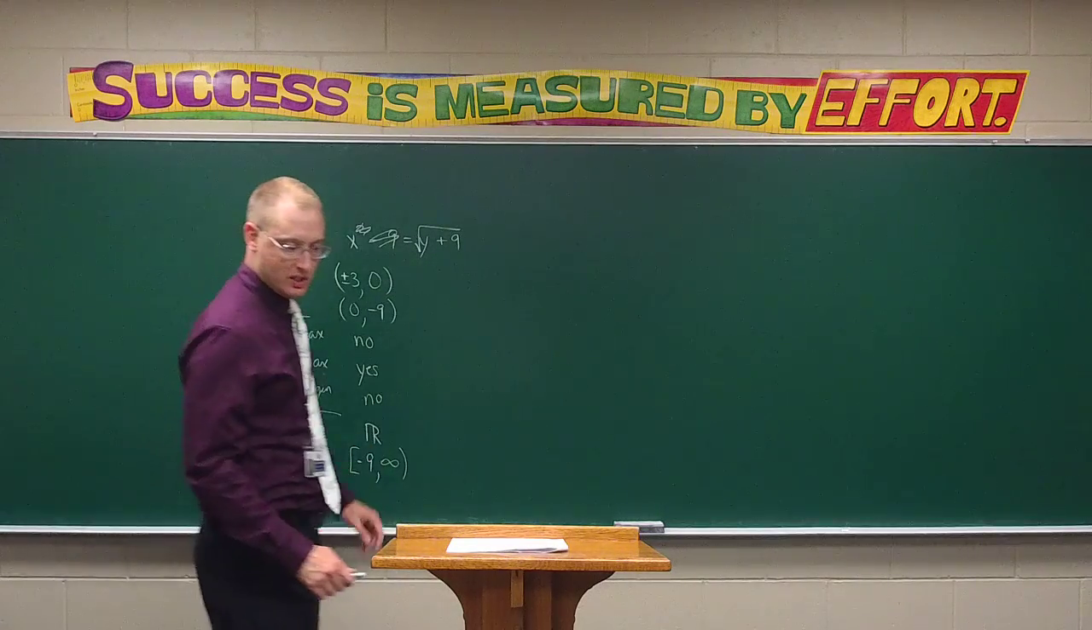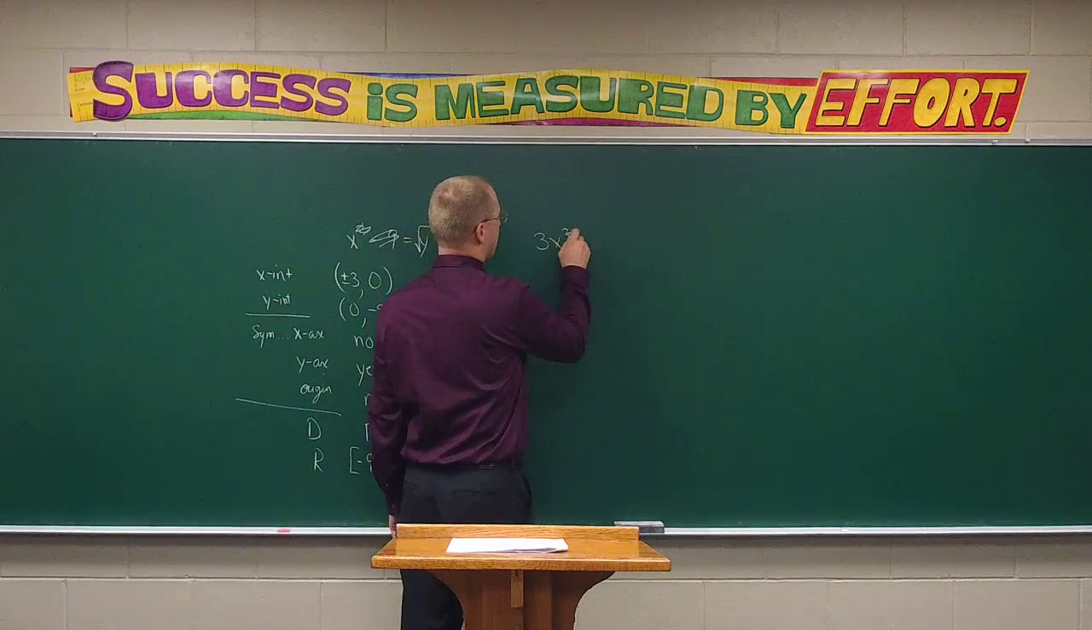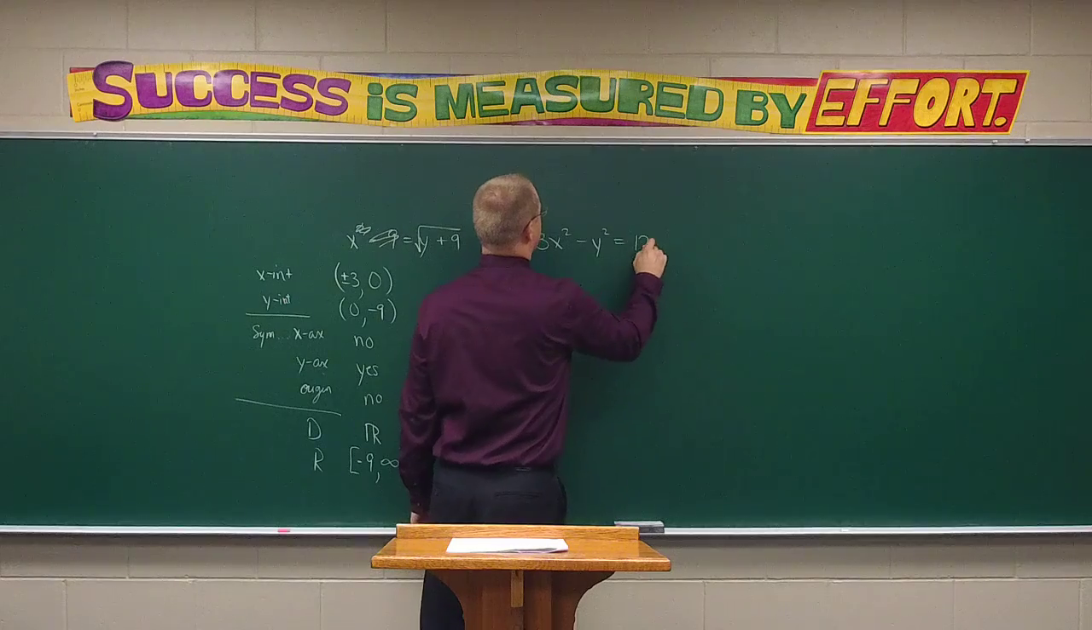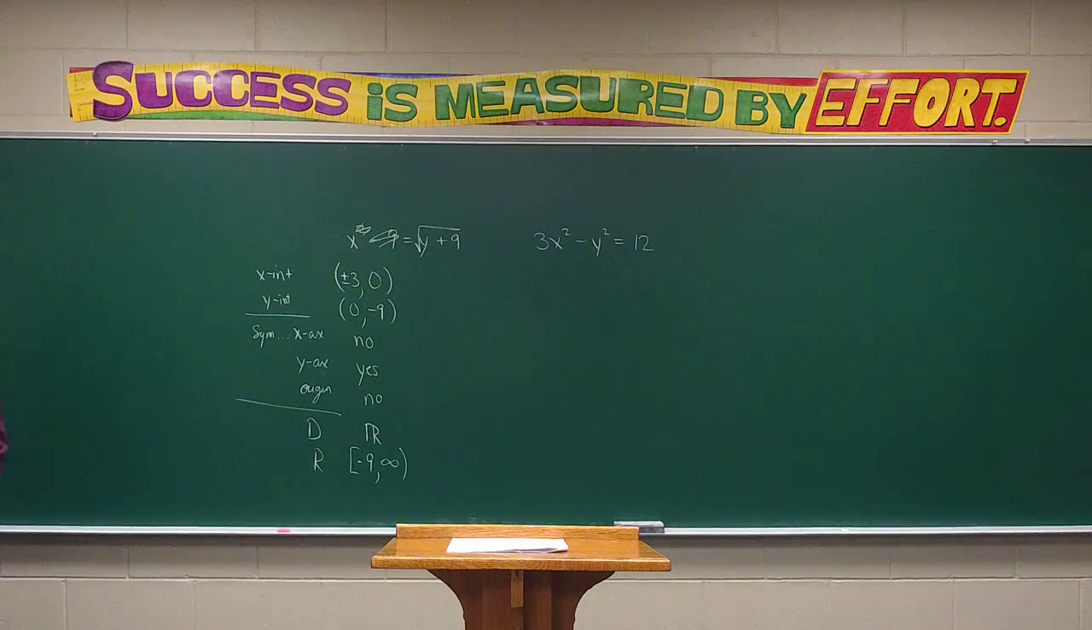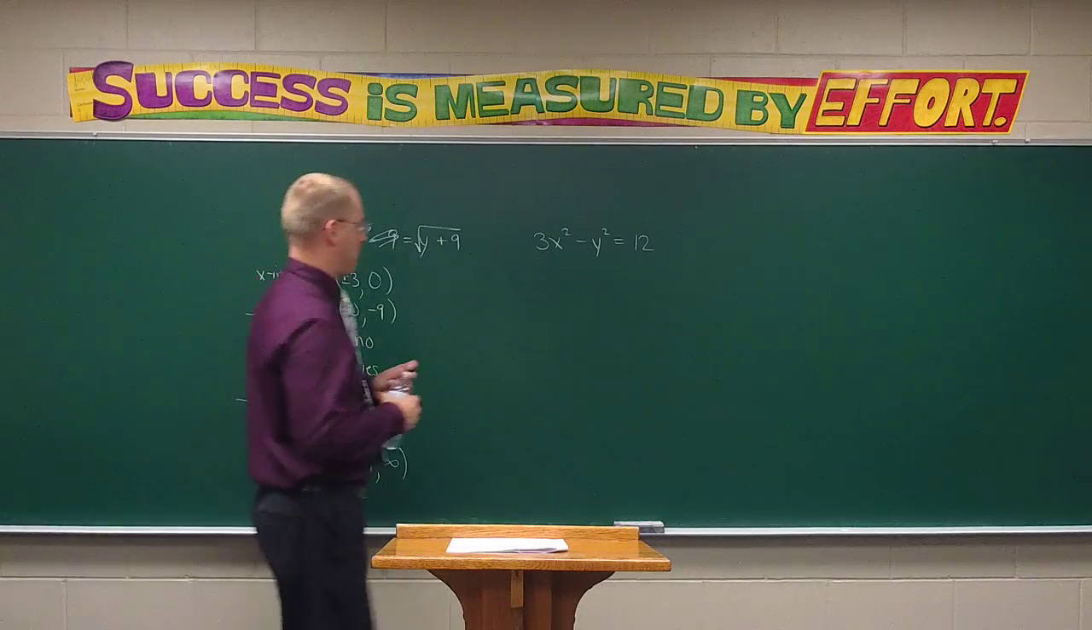Do the same analysis now on 3x squared minus y squared equals 12. Take a few moments to work this on your own, and then we'll go over it together. Intercepts, symmetry, domain, and range.